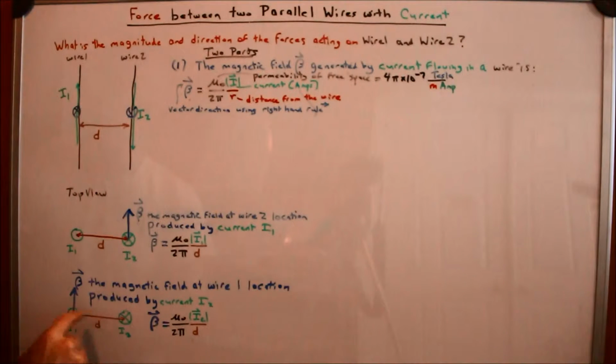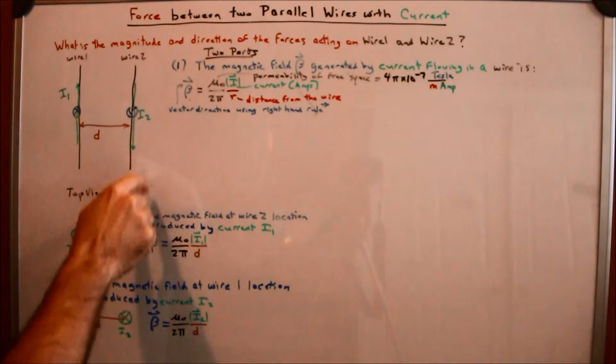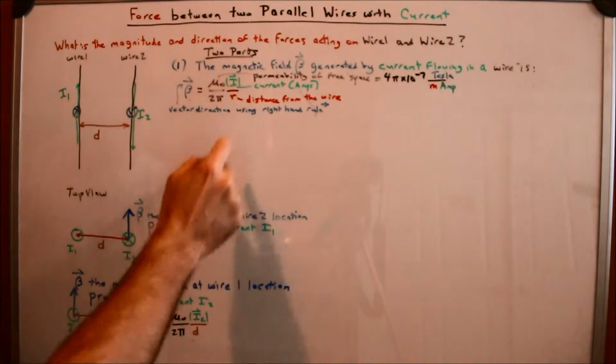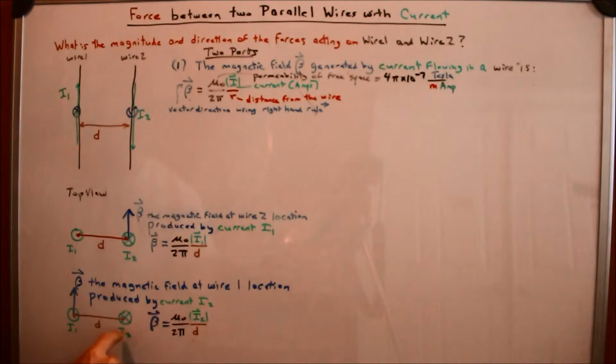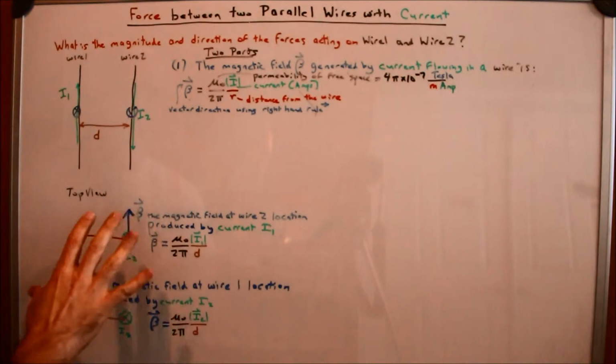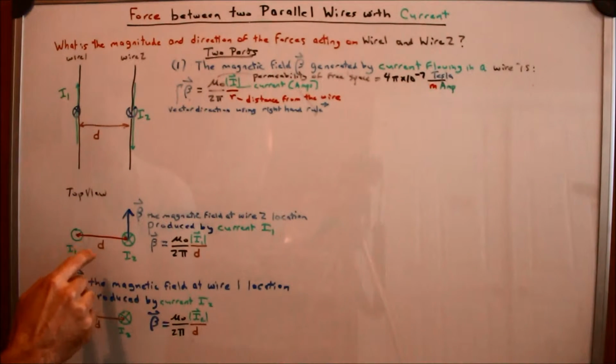And then for this other case, what's the magnetic field at this location where this wire is, produced by this wire? It's again the permeability of free space over 2 pi. This time the current that produces it is I2, so it's I2, and again d is the distance between them. So that's the magnitude and the directional vector of this magnetic field at these two different locations.